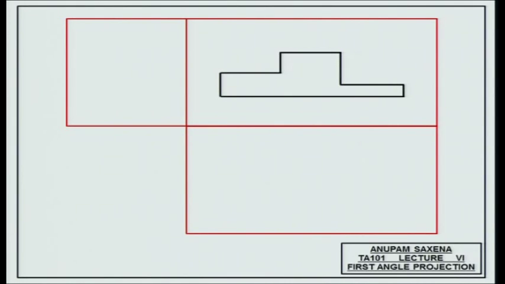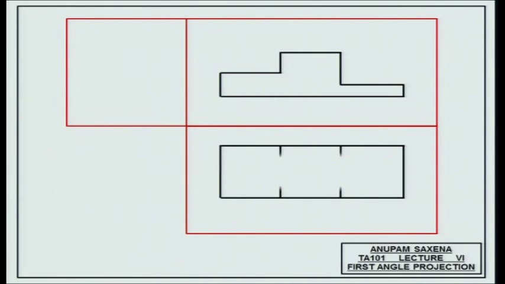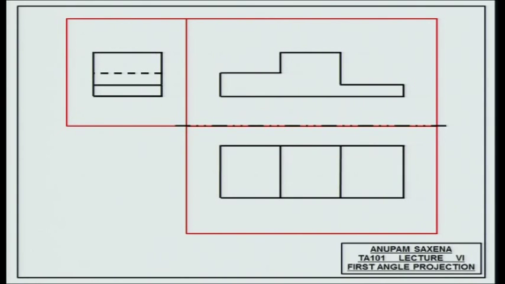Okay. So, just to emphasize, this is the what? First angle projection. Why? Because the front view is lying in the first quadrant. Okay, and in the third angle projection, the front view lies in the third quadrant, hence the names.